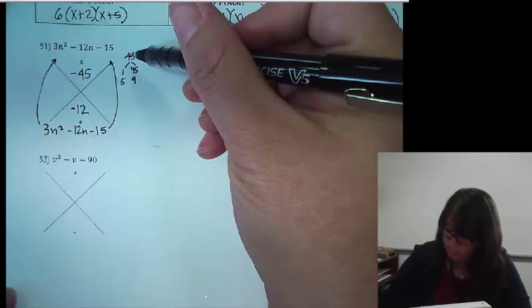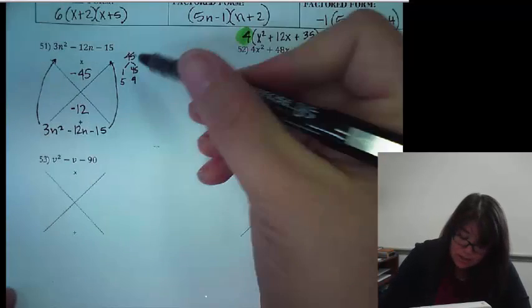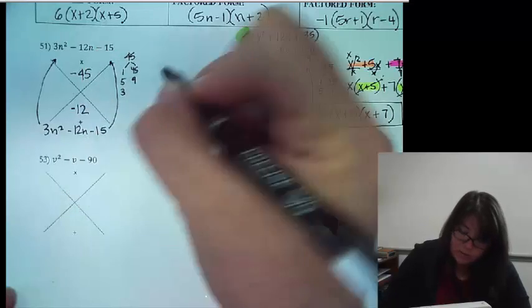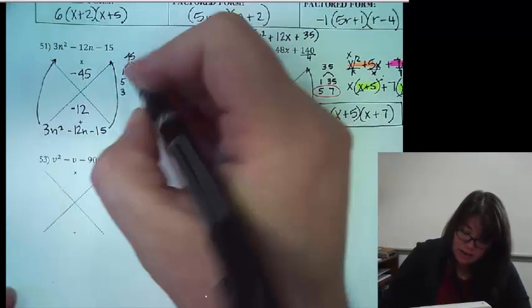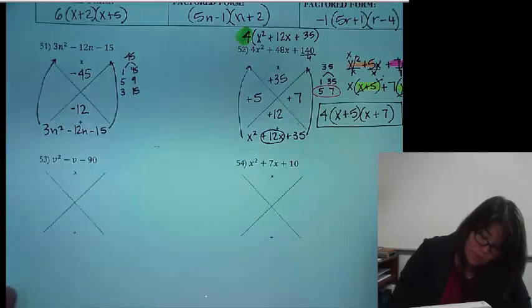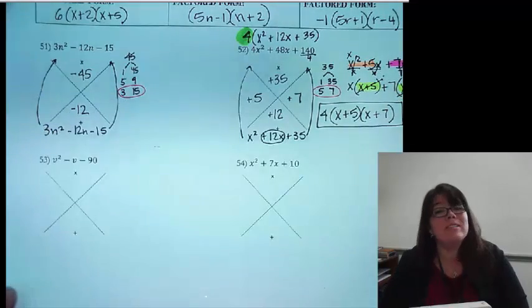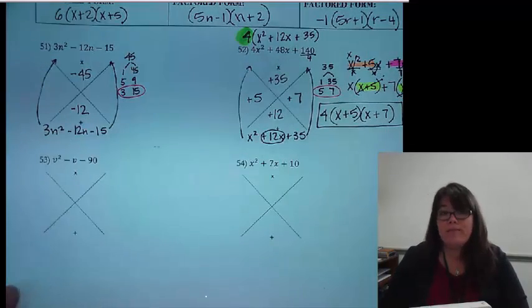Oh, you know what? 3 does go into it. 3 goes into 45 15 times. And look at that. That was my magic number I was looking for, because I can make 12 with 3 and 15.